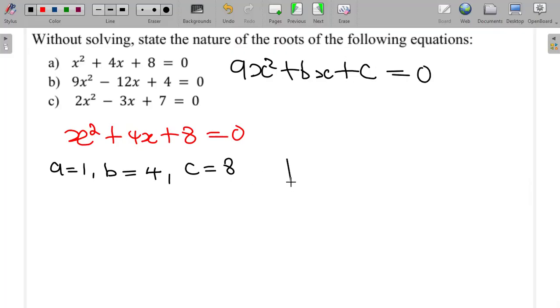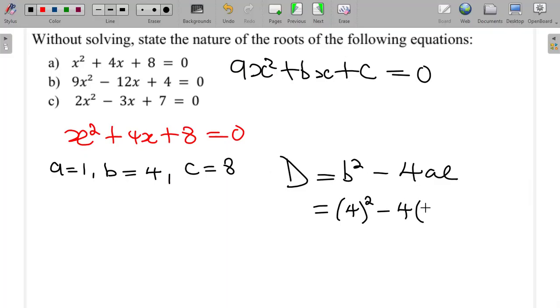So let's find the discriminant. The discriminant is equal to b squared minus 4ac. So this will be 4 squared minus 4, then the a is 1, and then the c is what? 8. Okay, so this is 4 squared, which is 16, minus 4 multiplied by 8. So what is 4 multiplied by 8? That would be 32. So when I do this, I'm just going to find minus 16.